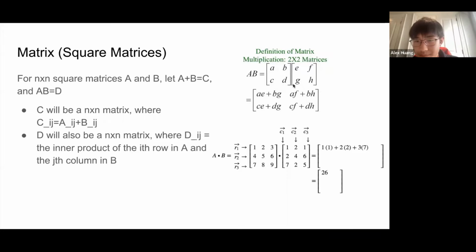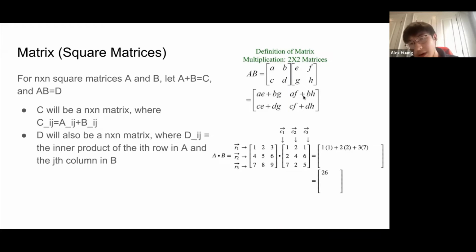And let's say the entry on the first row and second column in C: how do you calculate it? You take the ith row, which is the first row in A, and the jth column, which is the second column in B, which are (a, b) and (f, h).